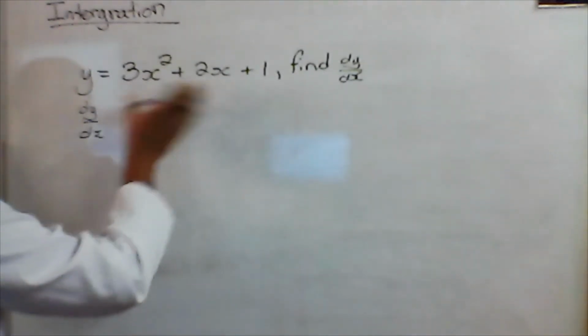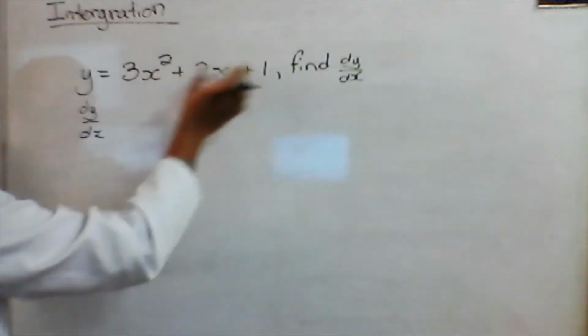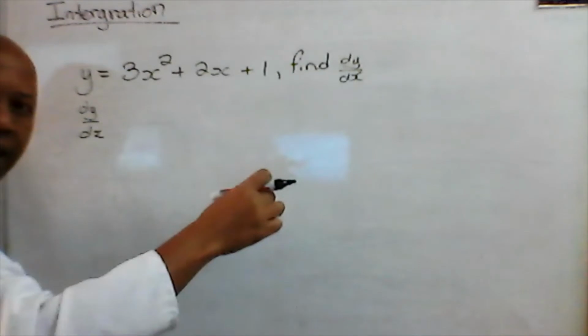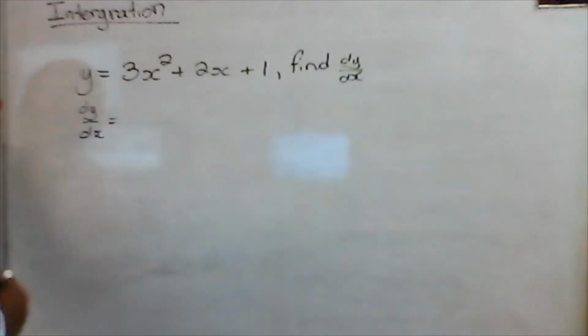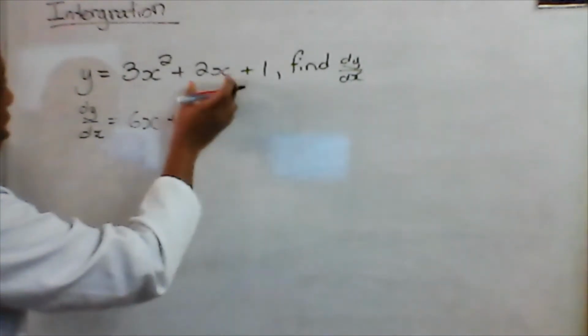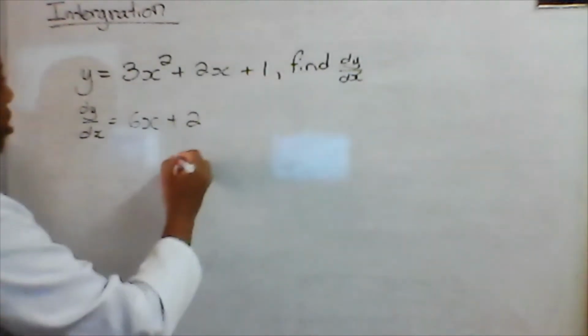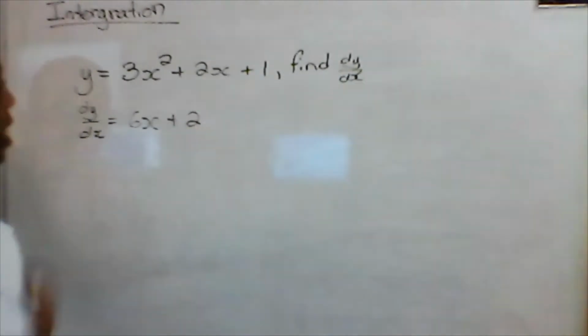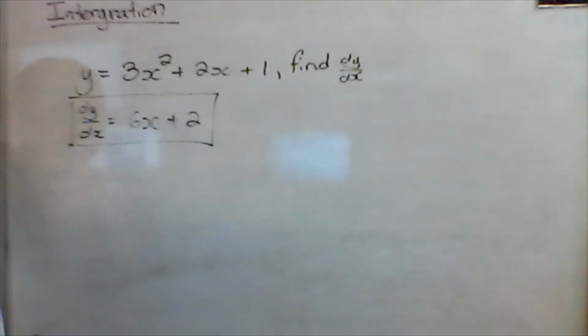Let's do it. So dy/dx, this is a sum, and we know the rules. One of the rules says that the derivative of the sum is the sum of the derivatives. So we will take the derivative of each term in turn and then sum them up, and that's going to be our solution. The derivative of 3x squared becomes 6x. The derivative of 2x becomes 2, and the derivative of 1 becomes 0. And this is our solution.